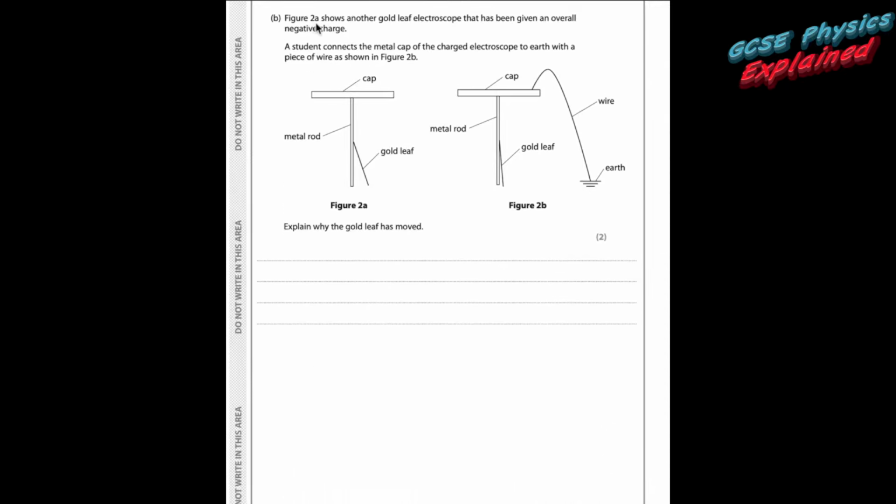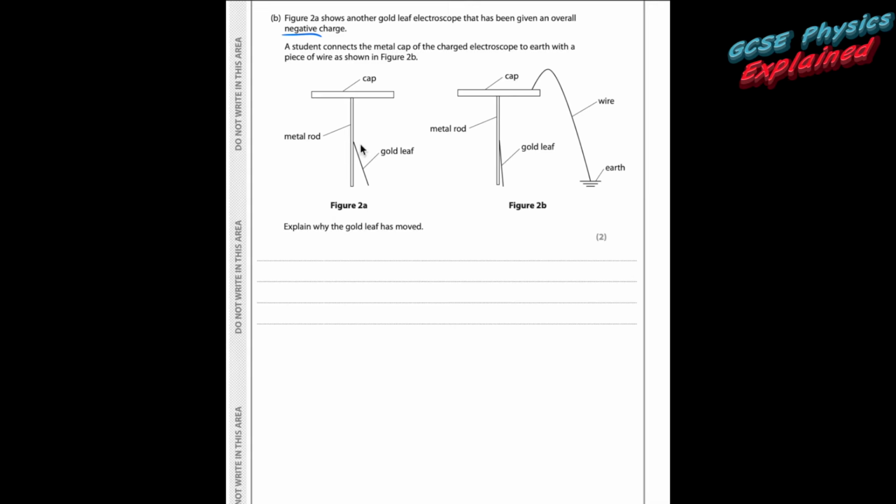Part B. Figure 2A shows another gold leaf electroscope that has been given an overall negative charge. A student connects the metal cap of the charged electroscope to earth with a piece of wire as shown in Figure 2B. Explain why the gold leaf has moved.